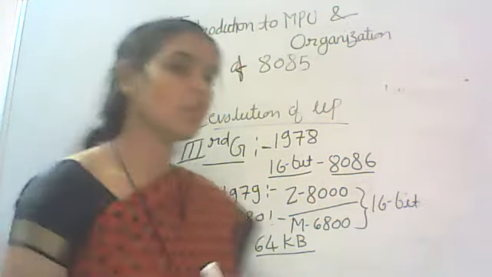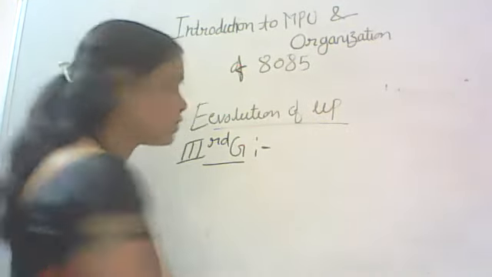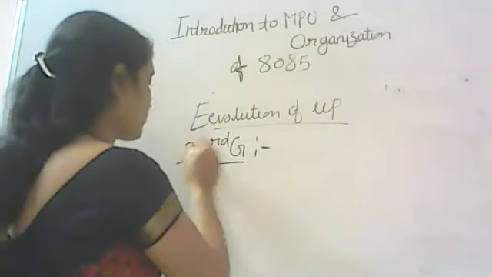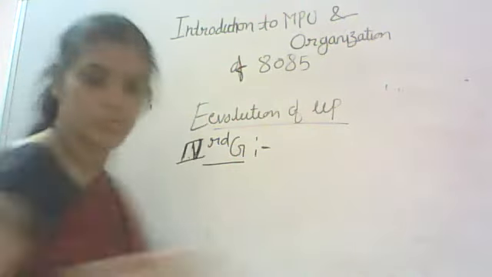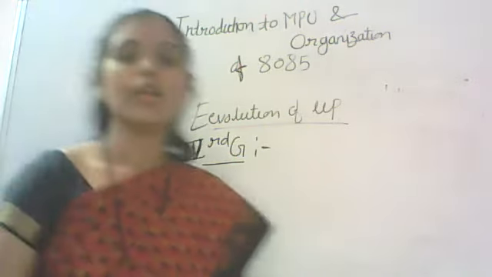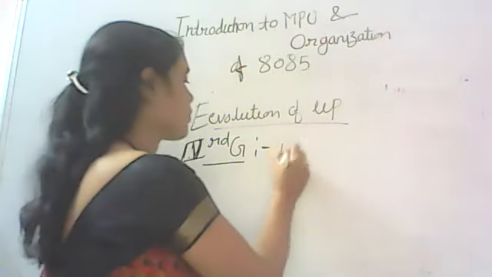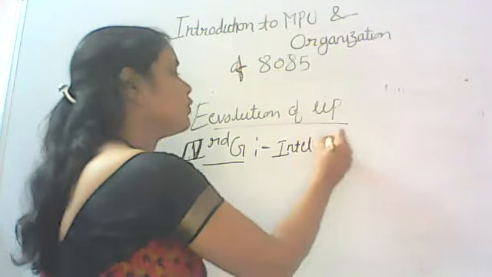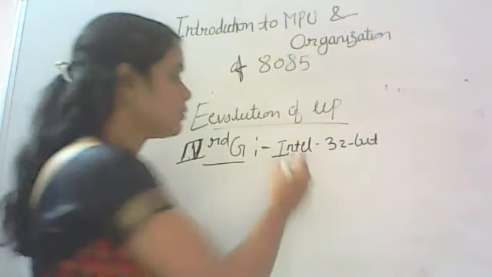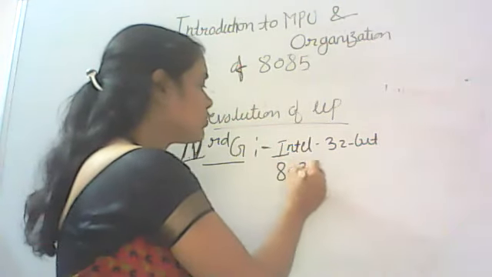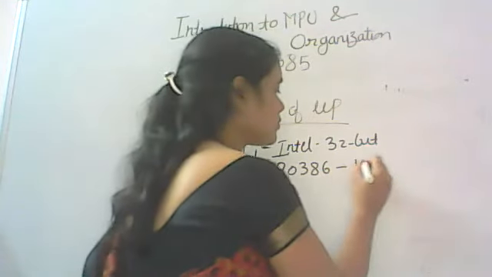Now next, the fourth generation microprocessor. In the fourth generation, Intel introduced the first 32-bit microprocessor, that is the 80386, in 1981.